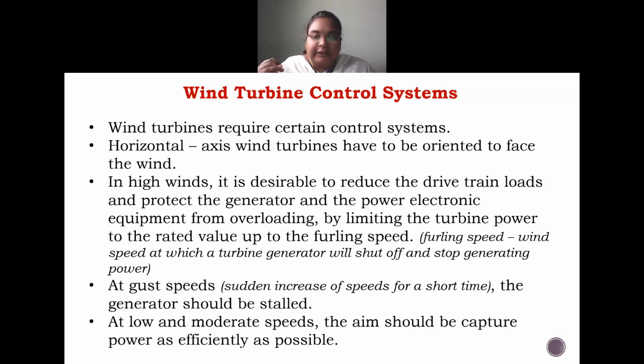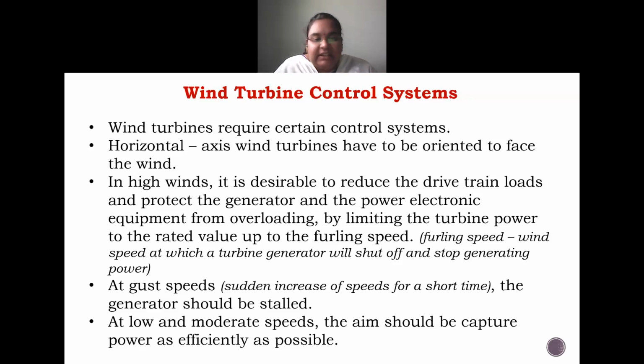So if it is beyond the furling speed, then the machine will get damaged. It is like a threshold value. If that threshold value is attained, the turbine generator will stop, and the electricity will not be produced. So we should make sure that the limiting power is there, up to the furling speed. When the machine will shut off, at that point we should have a limiting turbine power. That means we need to calculate what is the turbine power at the furling speed and make that the rated value.